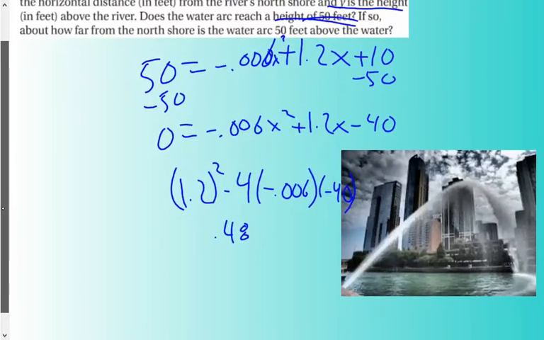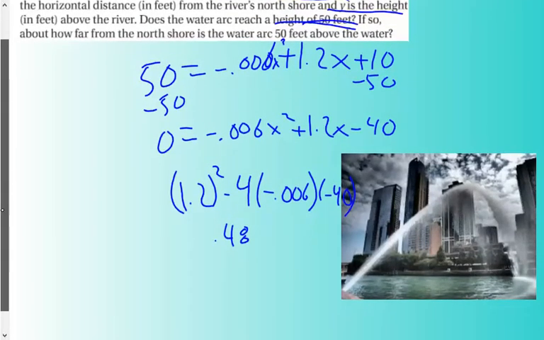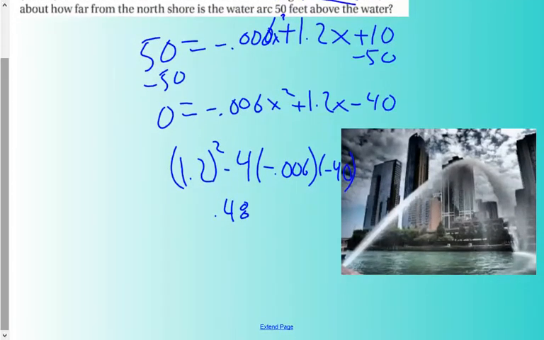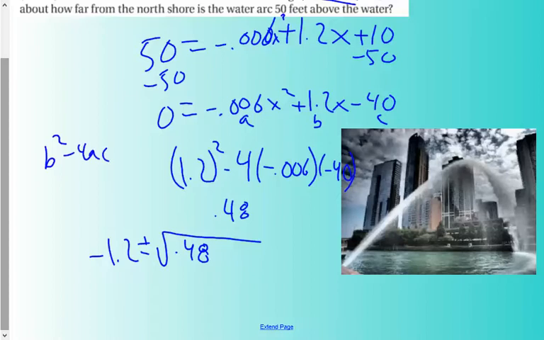Now let's actually find the solution here. I want to know, if so, how far? So I'm just going to solve this quadratic equation. I have a, I have b, I have c. So negative b plus or minus the square root of b squared minus 4ac. I've already done that. That was the discriminant right here. Here's my b squared minus 4ac, so I have that already done. All divided by 2 times a, so 2 times negative 0.006.